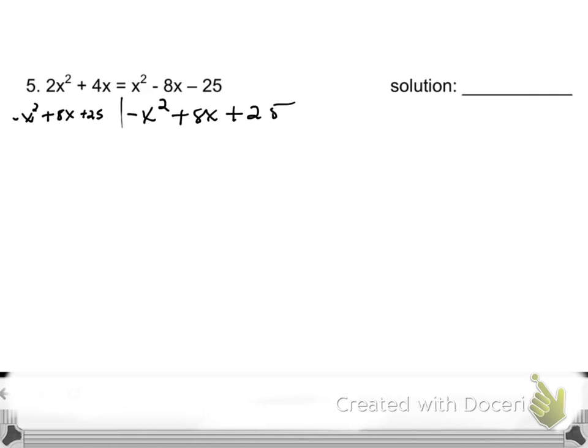Okay, we're going to bring down our equal sign. All of this on the right side is 0. And now we have to add what's on the left. 2x squared minus x squared is x squared. 4x and 8x is 12x. And then we have plus 25. So if you have a lot of different things like that, you just combine like terms and go from there. So A is 1, B is 12, and C is 25.